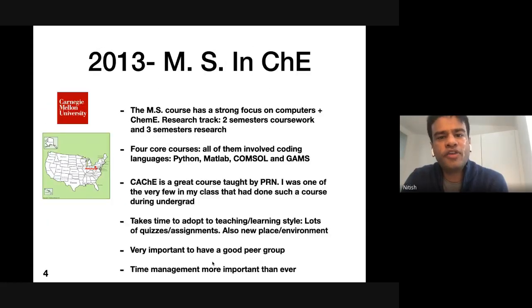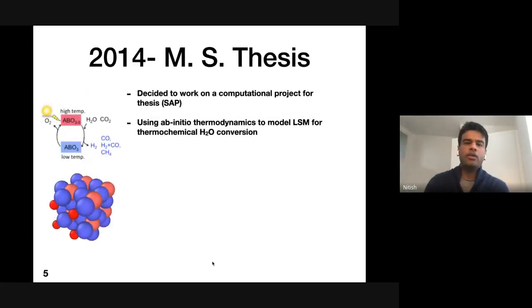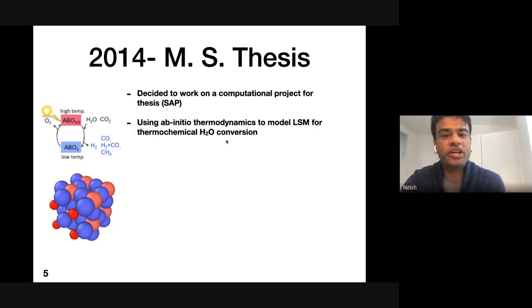So the first part, like I said, was coursework. And then the next year, I actually spent entirely on working on my thesis. Actually, like I said before, the semester abroad program really helped me decide that I wanted to work on a computational project. So we were given options on projects that we could work on, and I picked a computational project. And the project was essentially to use ab initio thermodynamics to model solid oxide catalysts for thermochemical water conversion.